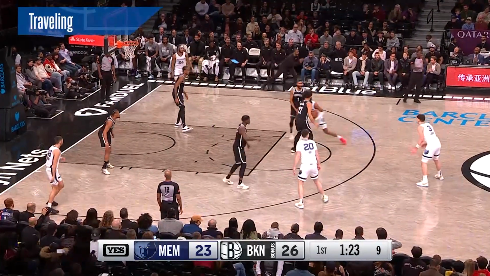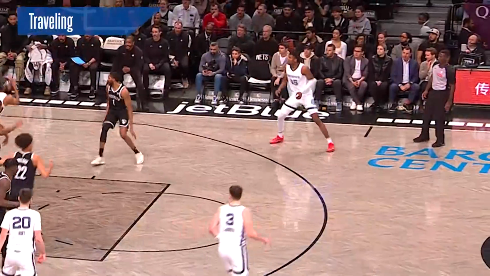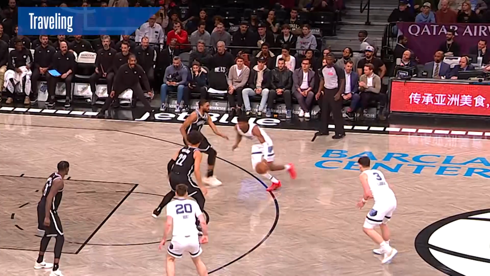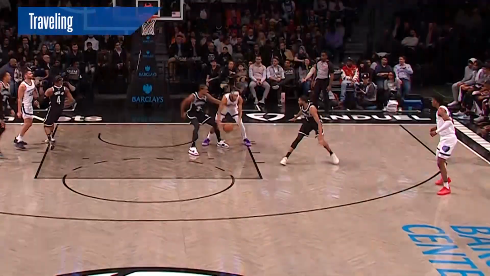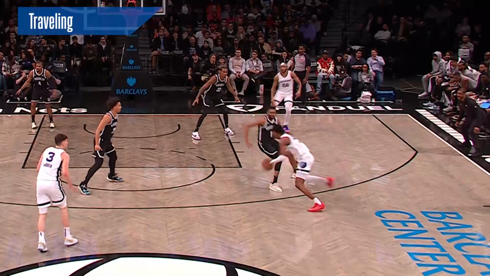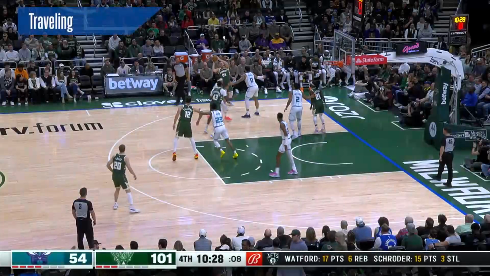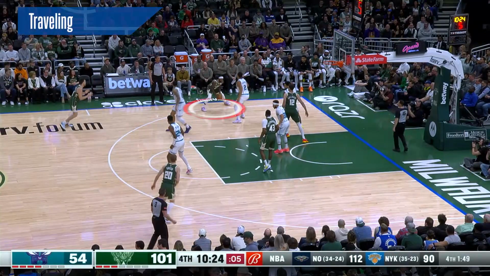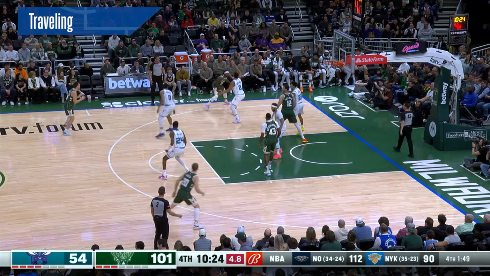The offensive player, Gigi Jackson, establishes his left foot as his pivot foot, but he then drags and slides that left foot prior to releasing the ball on the dribble. This is a traveling violation, and it was correctly called here. Our next example in the traveling section shows a violation that occurs after the offensive player has gathered the ball.